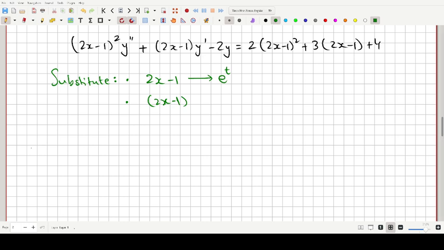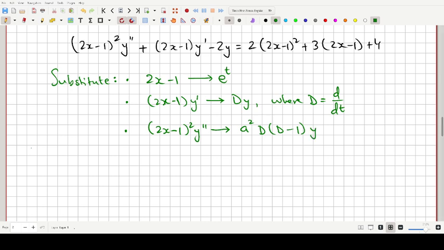We are converting that to t, and (2x minus 1) y dash is going to be equal to Dy, where again this D is d by dt, the differential operator with respect to t. Also (2x minus 1) whole square y double dash is going to be substituted as a squared times D(D minus 1) times y. Now you remember that the value of a was equal to 2, and this gives us the privilege of writing this as (4D squared minus 4D) of y.